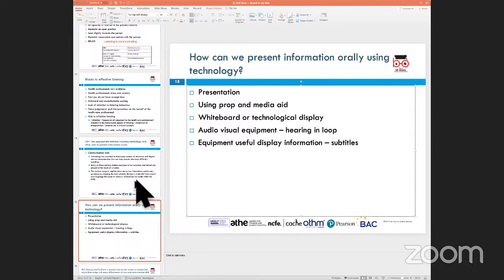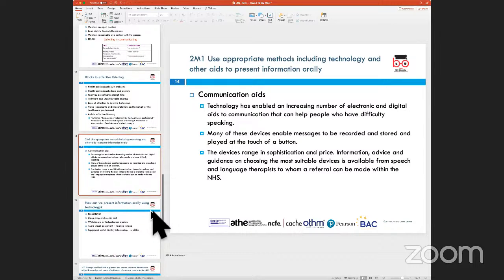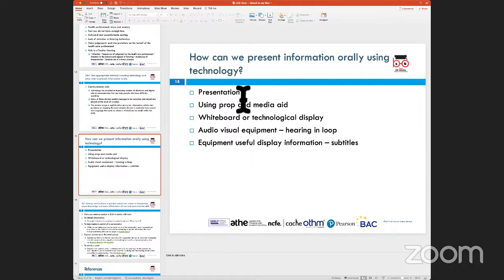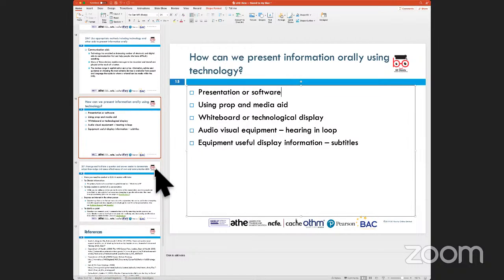Is that okay? So here, in this particular task, you're using appropriate methods, including technology, to give examples of how technology can be used to deliver oral communication in a health and social care setting. Some of these, or software, can be used as examples to discuss this merit criteria. Any questions on this so far?